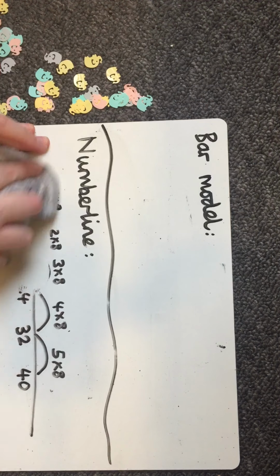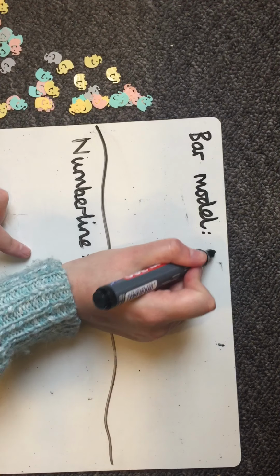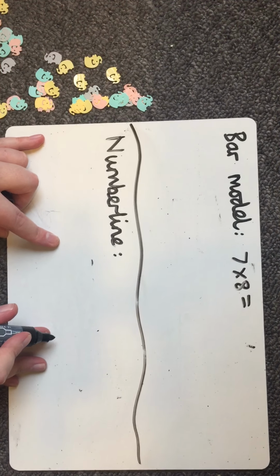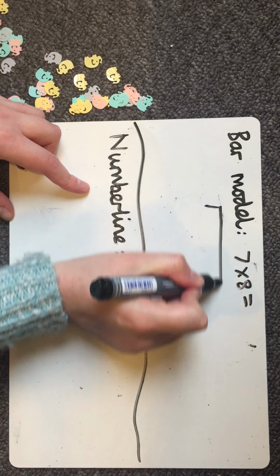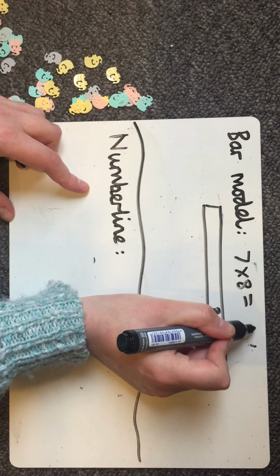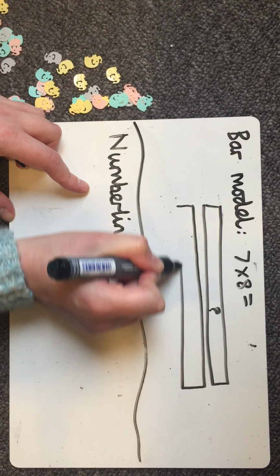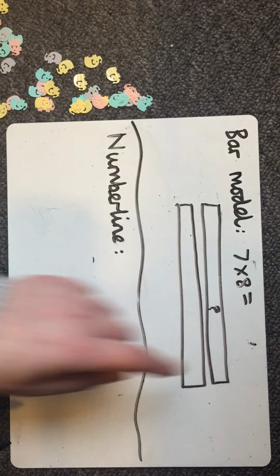Quickly rub this out, and my number sentence was 7 times 8. Can you do the bar model? Pause the video, have a go. Right, let's go through it together. So I don't know my whole, I don't know what goes here. But I know the 2 bars are equal because 7 times 8 has to be equal to this.